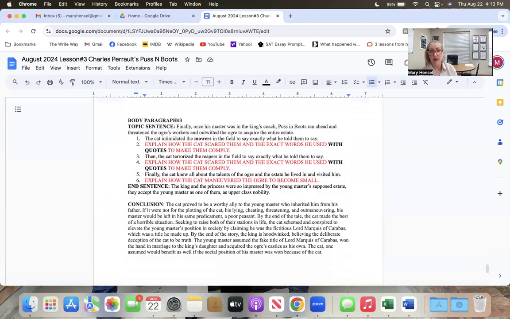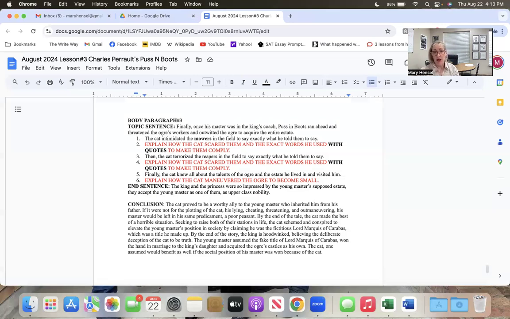And then finally, once his master was in the king's coach, Puss in Boots ran ahead and threatened the ogre's workers and outwitted the ogre to acquire the entire state. The cat intimidated the mowers, he terrorized the reapers, and then he finally took over the castle of the ogre. So the king and the princess were so impressed by the young master's supposed estate, they accept the young master as one of them, as upper-class mobility.